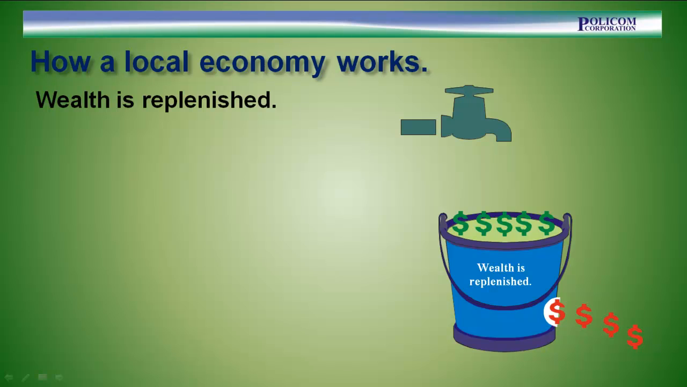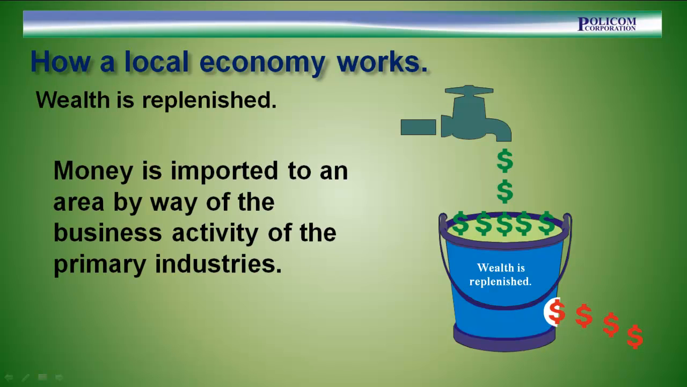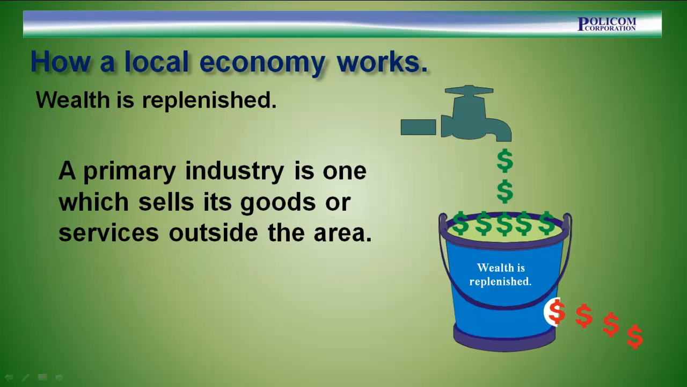A community needs to import money to replenish what has been drained from it. A spigot needs to be turned on at the top of the bucket, importing fresh, rejuvenating wealth to the area. After it enters the bucket, it is mixed and churned until it is eventually consumed. Money is imported to an area by way of the business activity of the primary industries. The primary industries are those which sell their goods or services outside of the area, thus importing new money to the area.